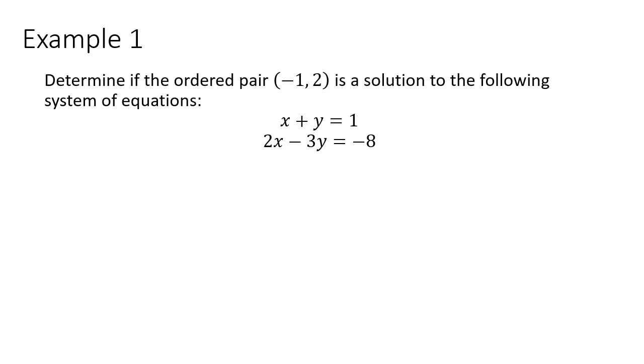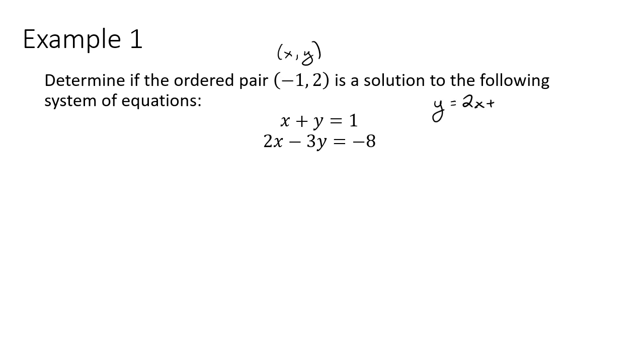So in example 1, we're given a system of linear equations with two variables. We've got x plus y is equal to 1, and 2x minus 3y is equal to negative 8. And we're asked to determine if the ordered pair negative 1, 2 is a solution to the system of equations. First things first, make sure you remember that in an ordered pair, x goes first, y goes second. So they're telling us that we should have an x of negative 1 and a y of 2.